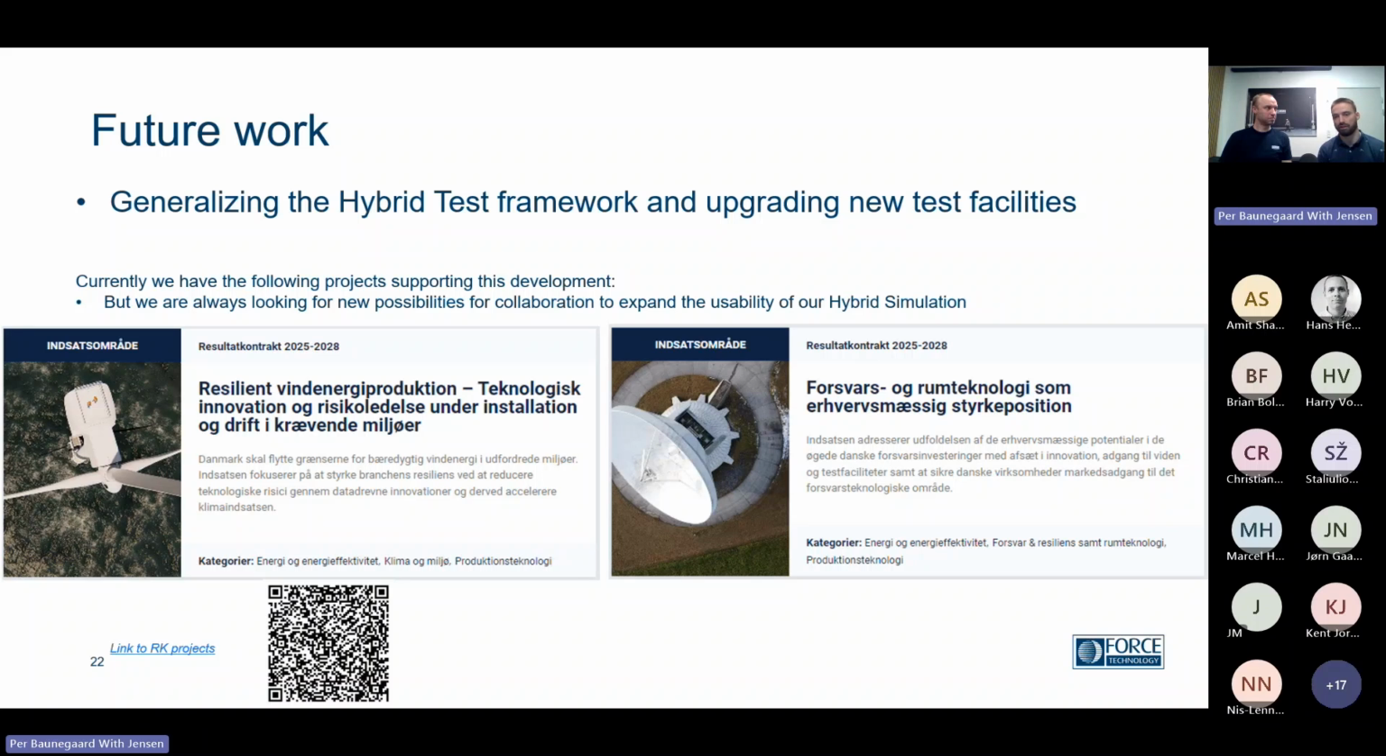So the immediate future for hybrid testing here at Force Technology will be focused on the areas of wind energy and defense and space, where we will utilize the hybrid testing in the climatic chamber with different outcomes, hopefully. But we're always looking for new possibilities for collaboration. If any of you have some ideas based on what we have been talking about today, then please reach out to us. Our contact should be somewhere in all the information that was given about this webinar.